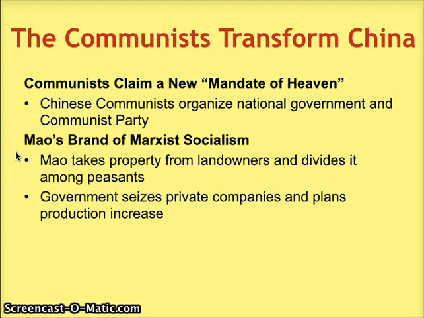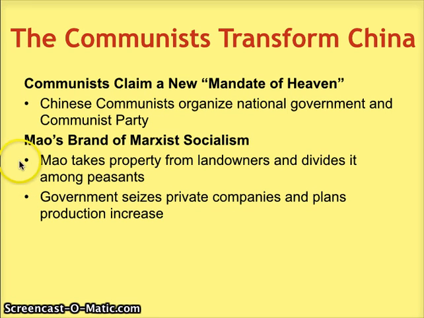Mao also is trying to solidify his brand of Marxist socialism. Mao at first takes back lots of the property from landowners in the rural area of China. Now, the landowners in China are quite rich and they own quite a bit of the land. Only 1% of the population in rural China owns a majority of the land. Mao takes that land back and redistributes it to peasants.